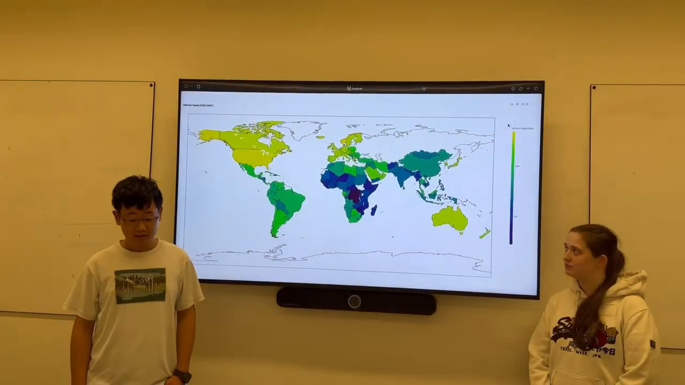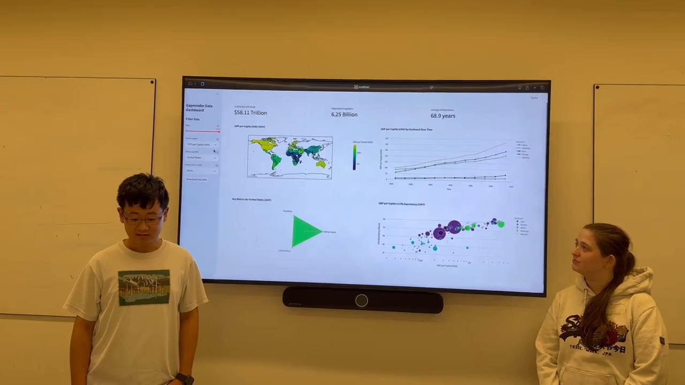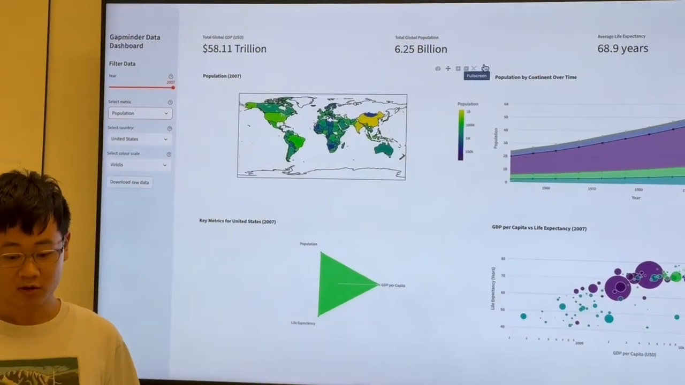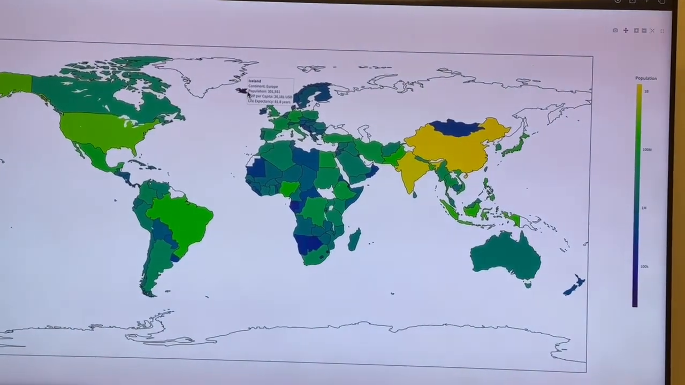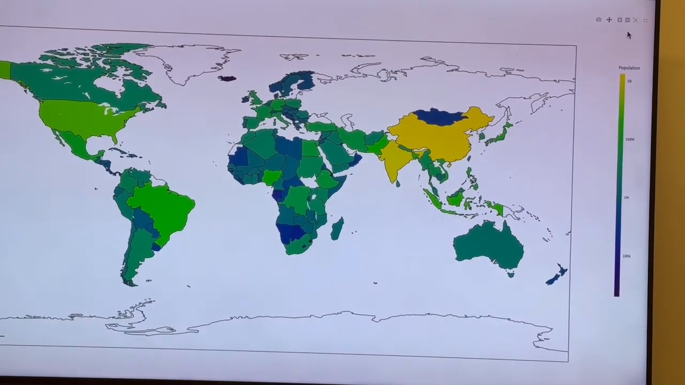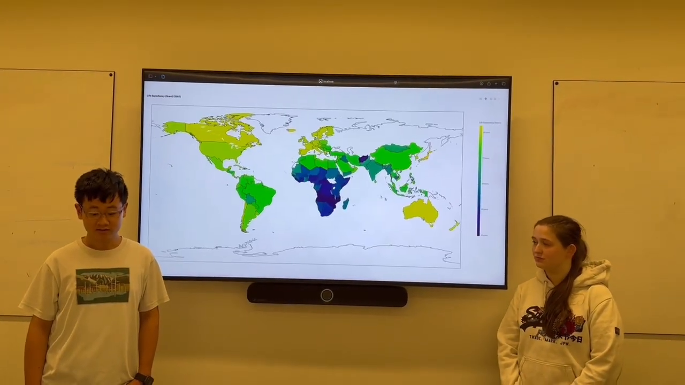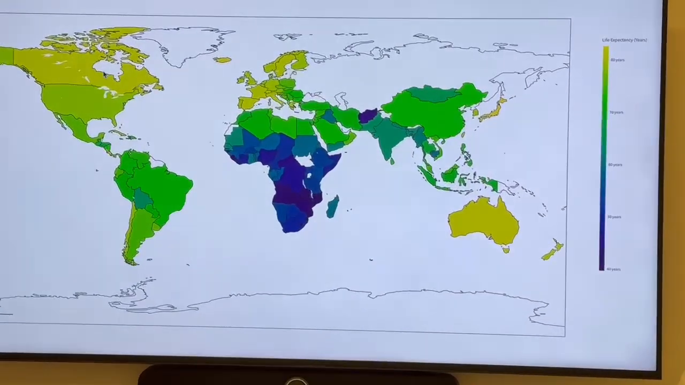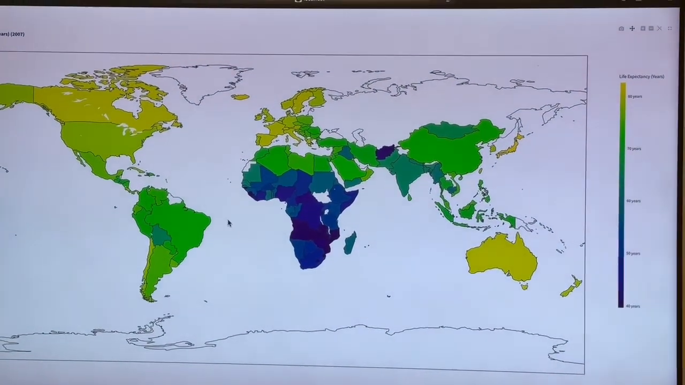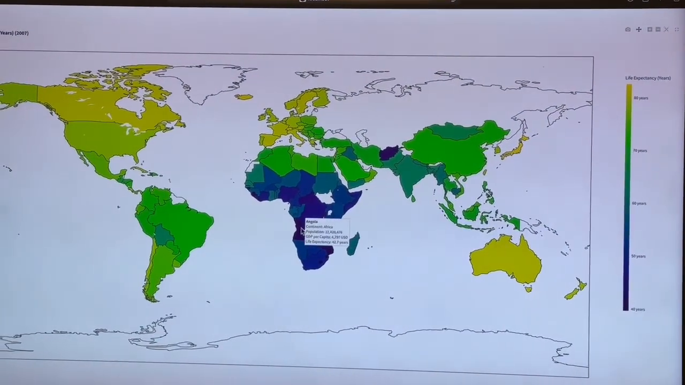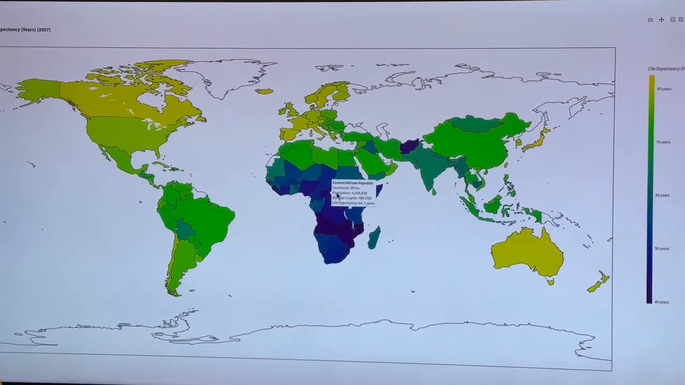Switching the metric to population, China and India are visual standouts, whereas countries like Iceland, shown in the darker tones here, have very low populations. For life expectancy, there are clear regional inequalities. Australia, Europe, and North America are clear winners, each averaging in the range of 75 to 80 years, while the lowest life expectancy is seen across countries in Central Africa, often below 50 years in the earlier years.